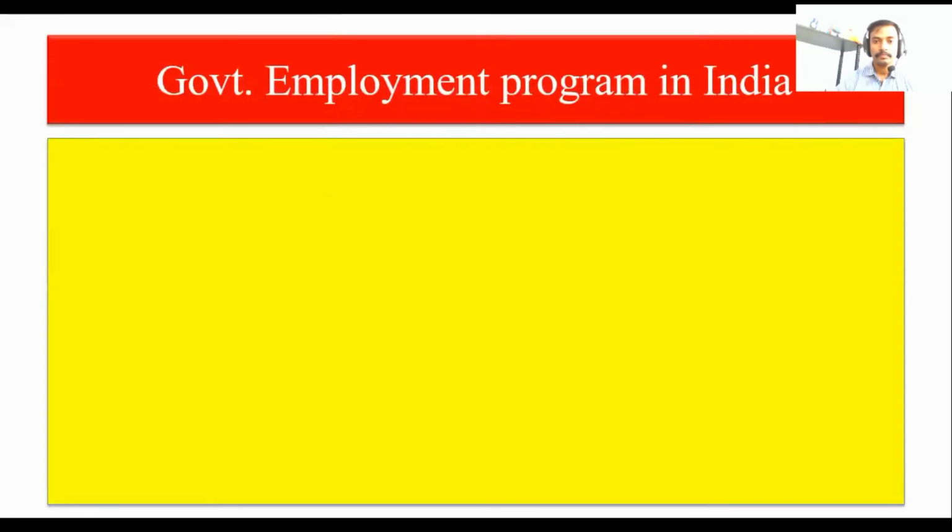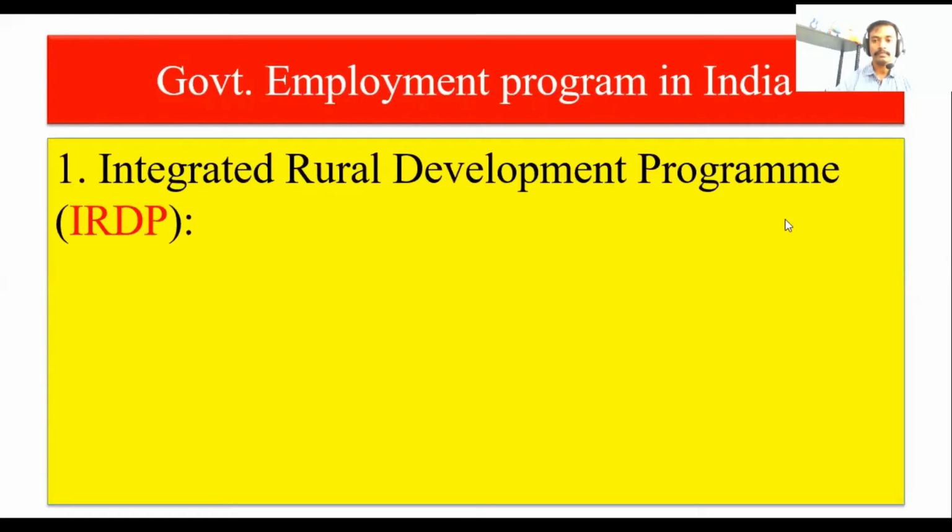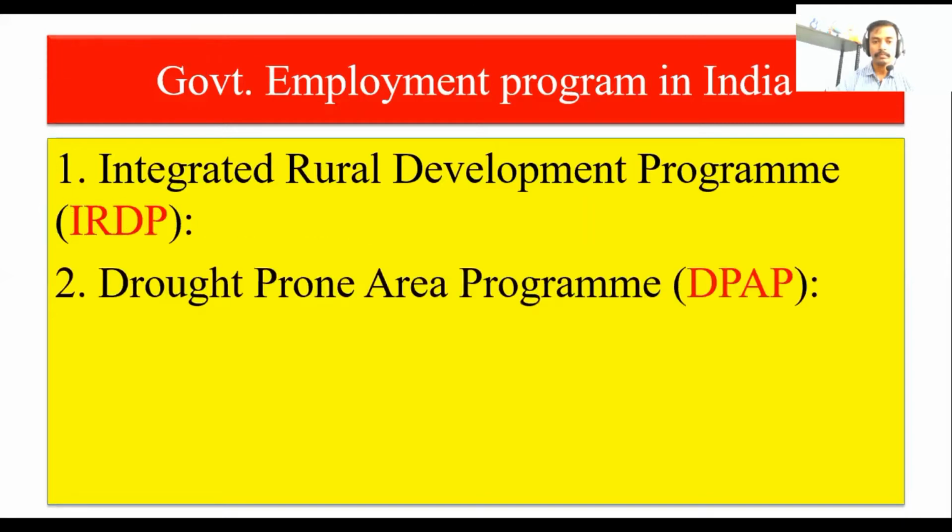Next, government employment programs in India to eradicate unemployment. First program is IRDP, the Integrated Rural Development Program, to eradicate unemployment in rural areas. Second, DPAP, the Drought Prone Area Program. This program was launched only in drought hit areas.